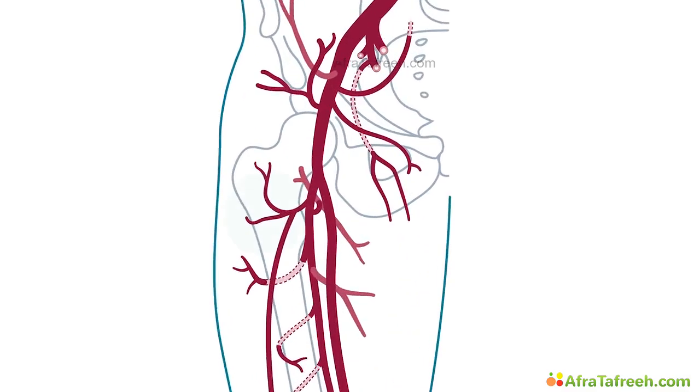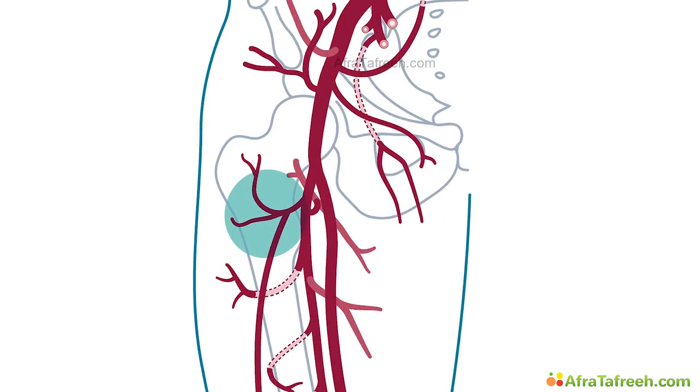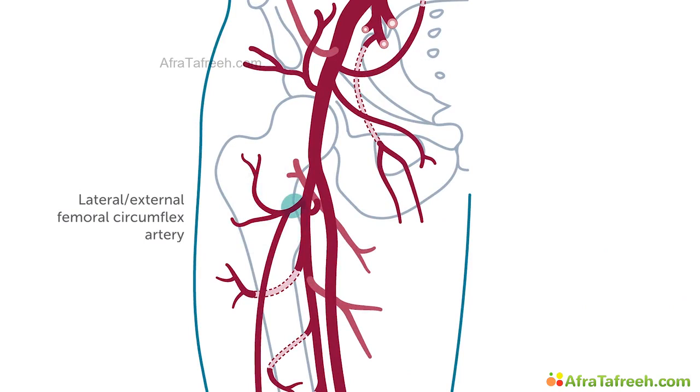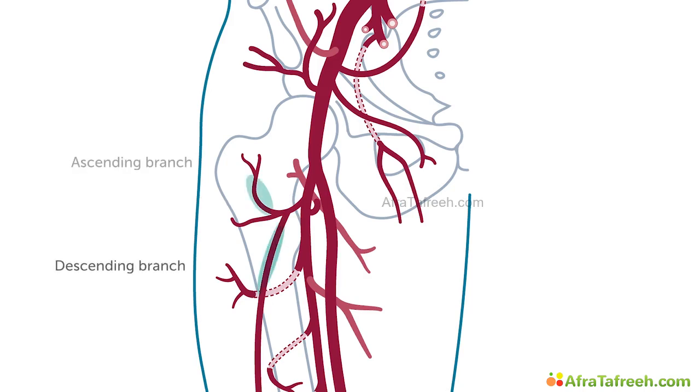The profunda femoris artery travels posteriorly and distally, giving off 3 main branches: the lateral femoral circumflex artery, which wraps around the anterior lateral side of the femur, and it supplies the muscles of the lateral aspect of the thigh through its 3 branches: the descending branch, the ascending branch, and the transverse branch.